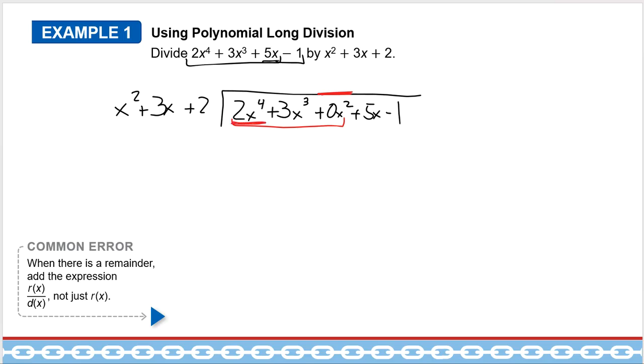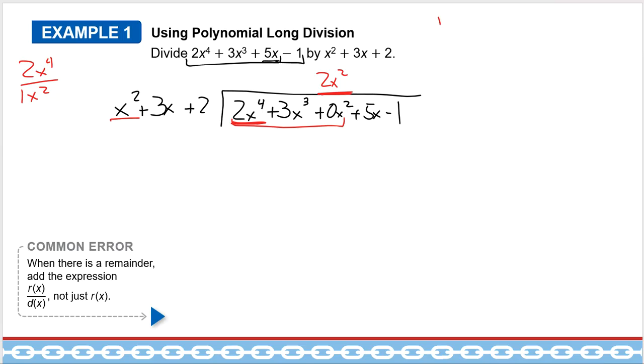I am going to go with 2x to the fourth divided by x squared. So I am simplifying this, 2x to the fourth divided by x squared, and that's going to give me 2x squared, because 2 divided by the 1 that's hiding right here is 2. X to the fourth divided by x squared is x squared.